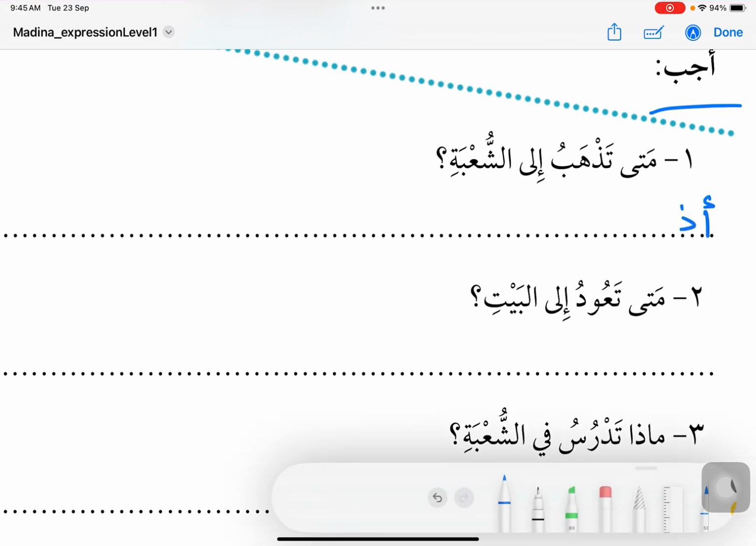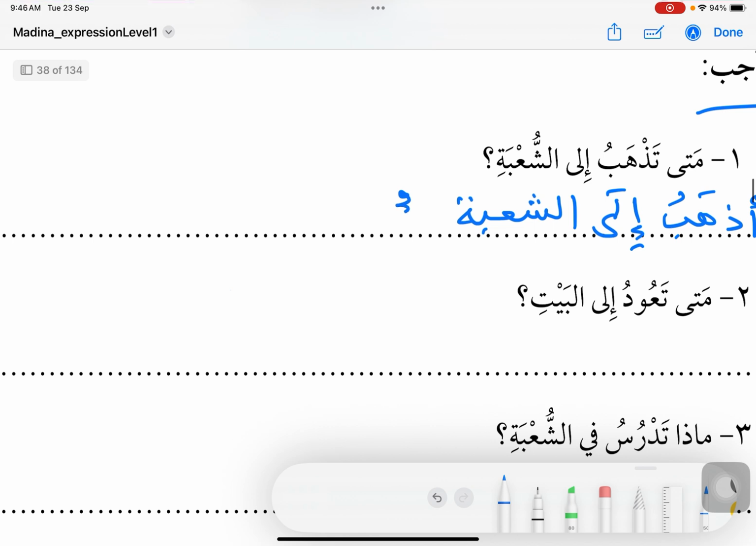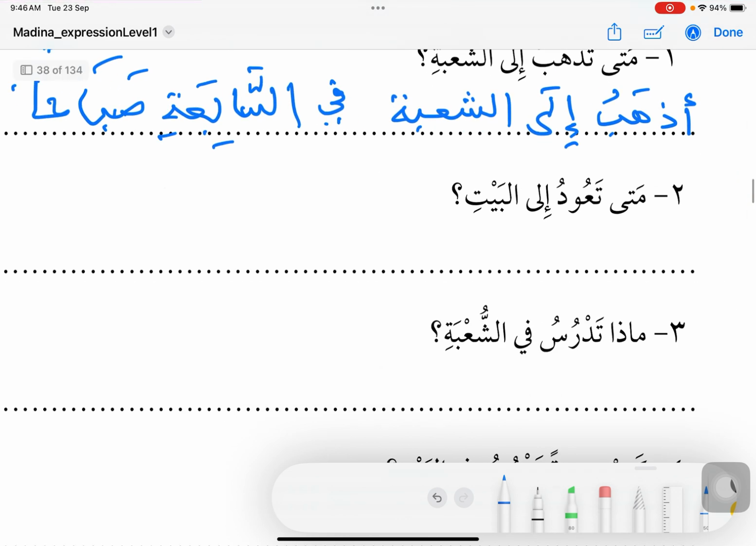So we would say adhabu ila ash-shu'bati fi as-sabi'ati sabahan. 7 o'clock in the morning.